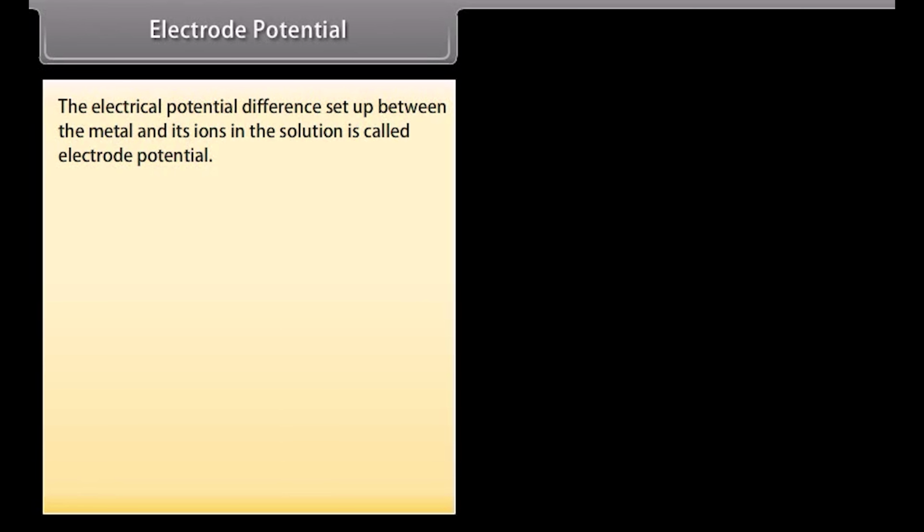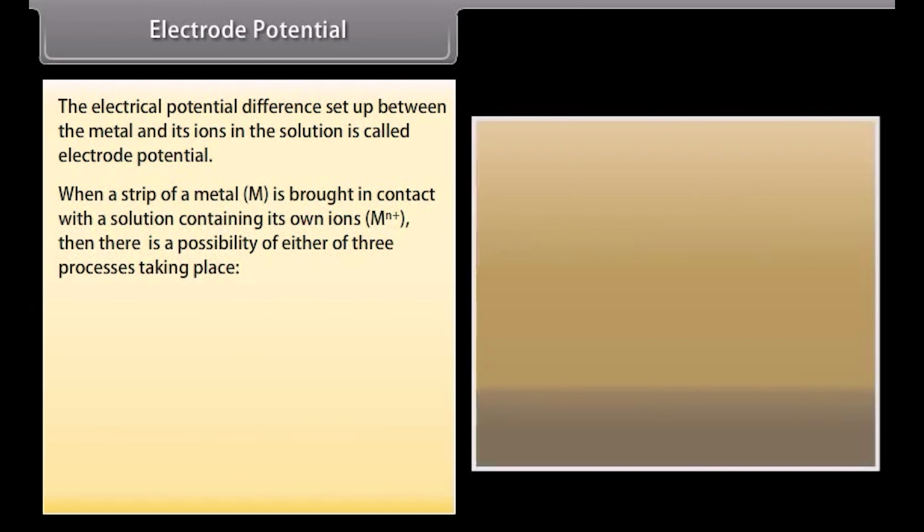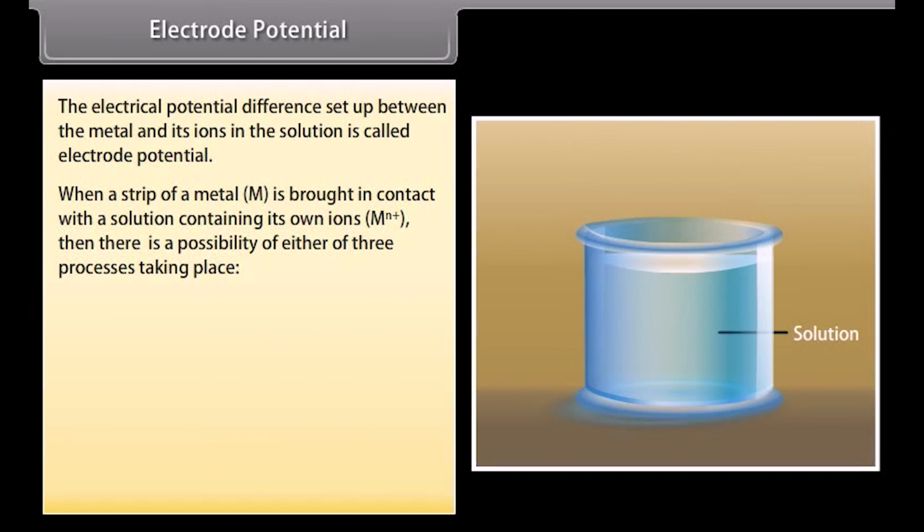Electrode potential. The electrical potential difference set up between the metal and its ions in the solution is called electrode potential. When a strip of metal is brought in contact with a solution containing its own ions, then there is a possibility of either of three processes taking place.